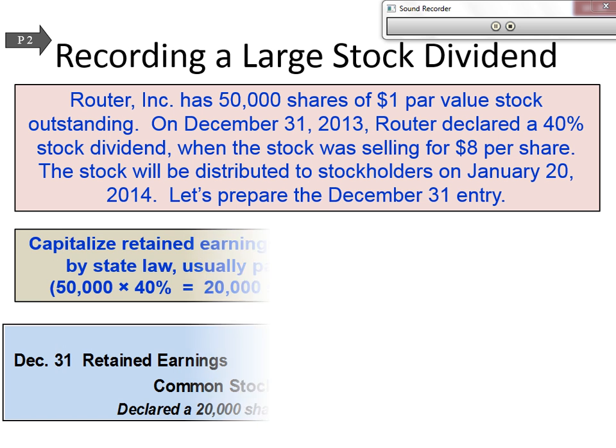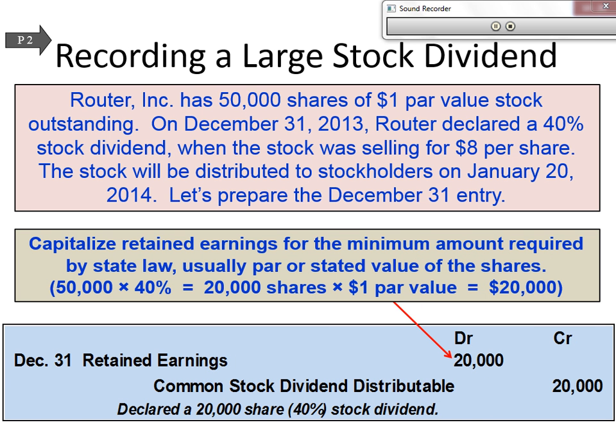So a larger stock dividend, which means greater than what? 25%. So you can see it's 40% on this one. 50,000 shares were issued, and they declared a 40% stock dividend, selling at $8 per share. So the 50,000 that were outstanding times the 40% dividend gives us 20,000 shares to distribute, times $1, 20,000, and that's how they're showing that in this journal entry, being deducted from retained earnings and paid out as a dividend.